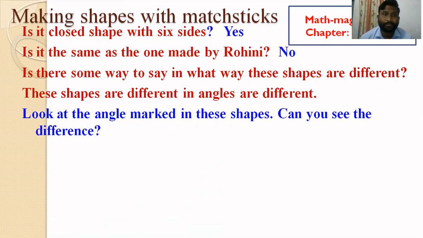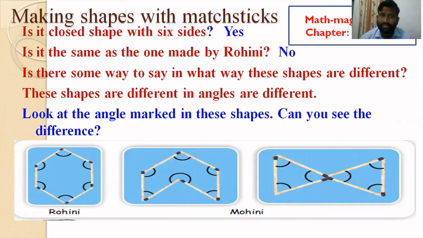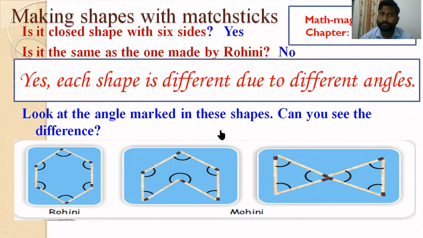Look at the angles marked in these shapes. Can you see the difference? Look at this. Yes, now see this. These are the angles marked. Can you see the difference? Yes, each shape is different due to angles. These angles are different, so shapes are different. Okay.